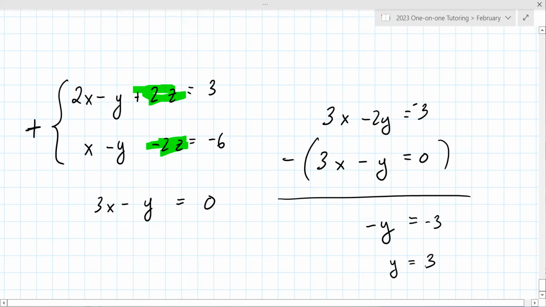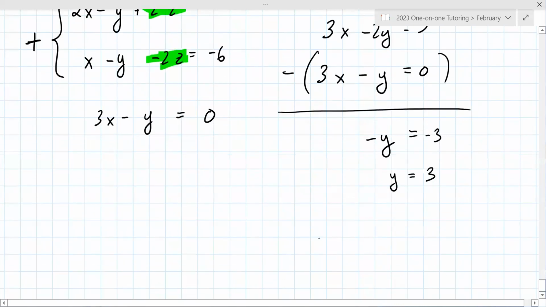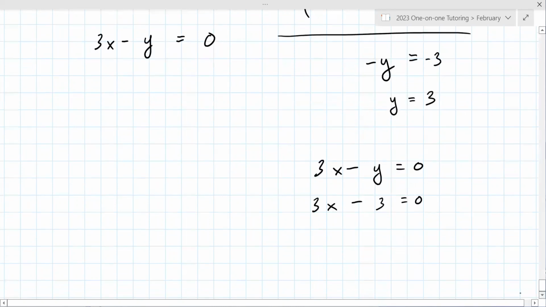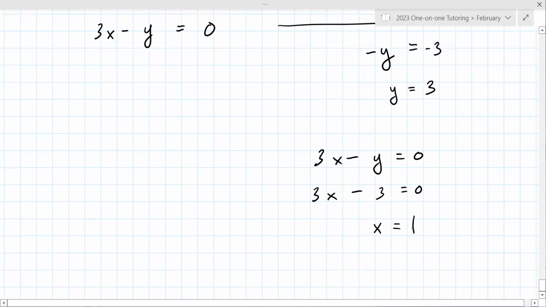Okay. And then we can use any equation that we were just looking at up here to solve for x. Let's use that second one. 3x minus y equals 0. So 3x minus 3 equals 0. You'll solve and find that x equals 1. When you do that, now we're really in good shape. We got x and y.